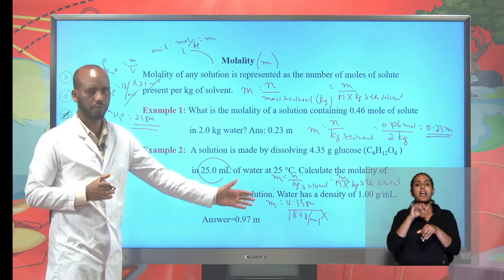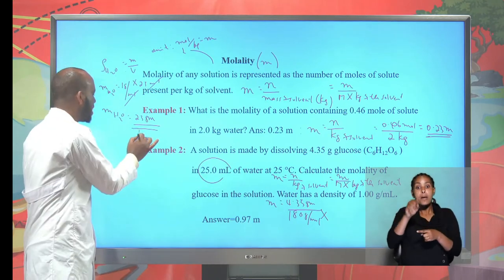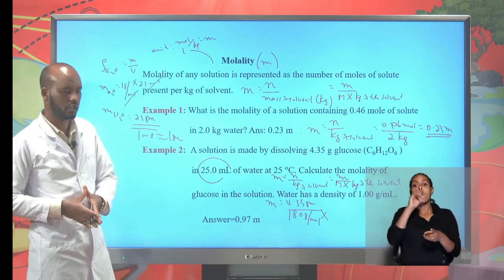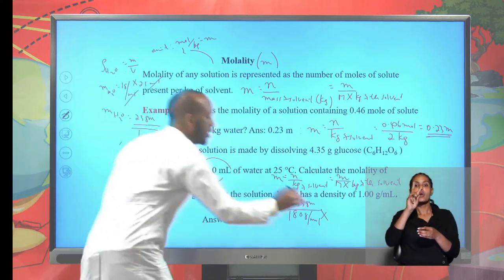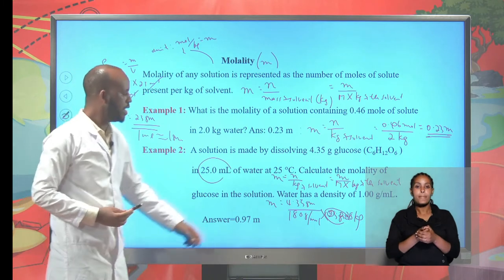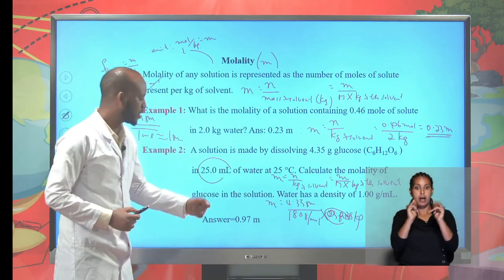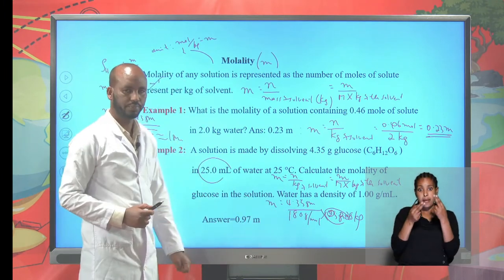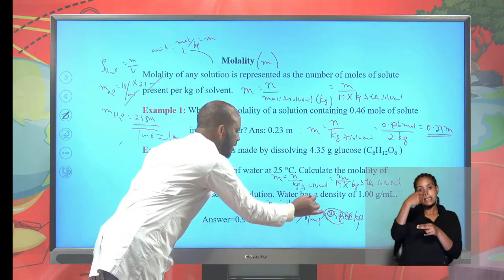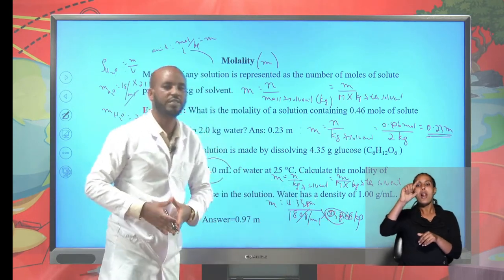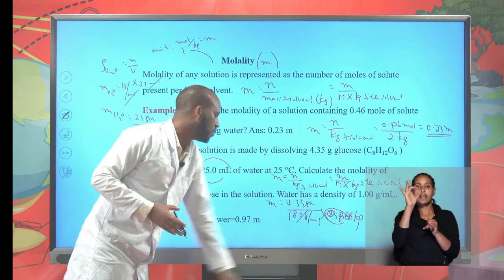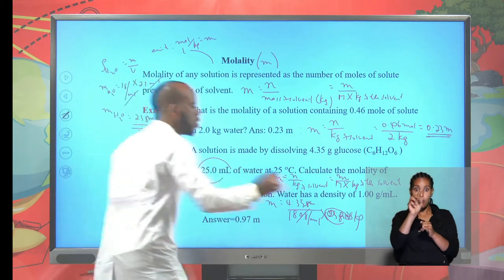Note that for dilute aqueous solution, if density of the solution is 1 gram per milliliter, 1 milliliter is approximately equal to 1 gram. Therefore, mass of water is 25 grams, or 0.025 kilogram. Molality equals 4.35 grams divided by molar mass of 180 grams per mole, times mass of the solvent in kg, which is 0.025 kilogram. Gram will be cancelled by gram. We are left with mole per kg, which is the unit of molality. Now 4.35 divided by 180 times 0.025 is 0.97 molal.